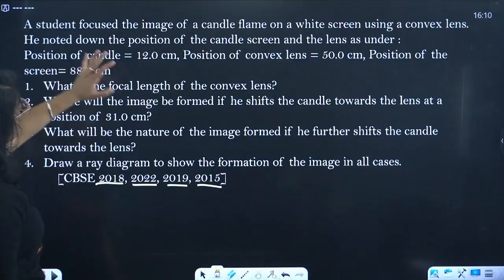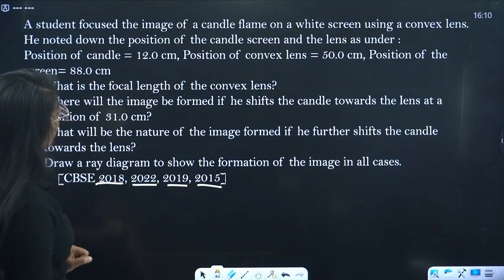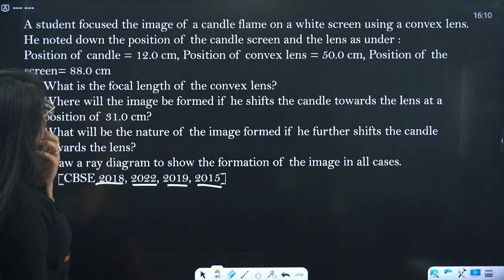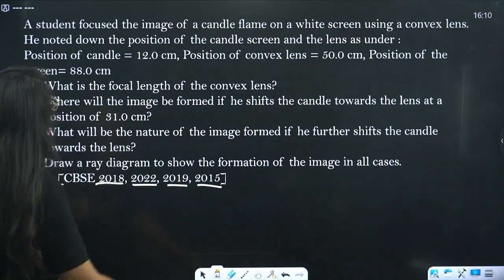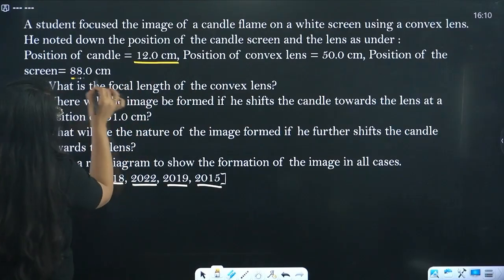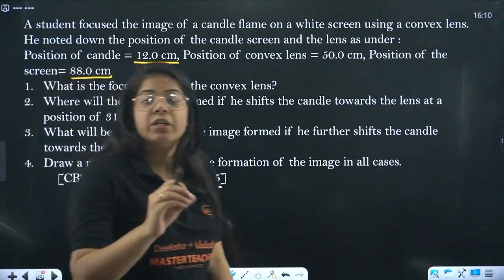Position of the candle is 12 centimeter. Now, beta, you have to see one thing very important from here. All these distances are from the origin.